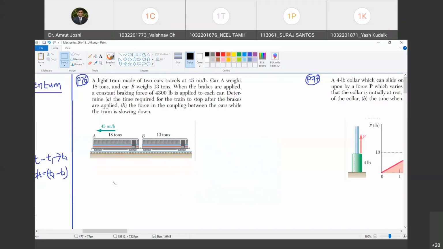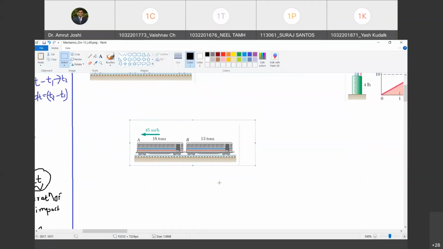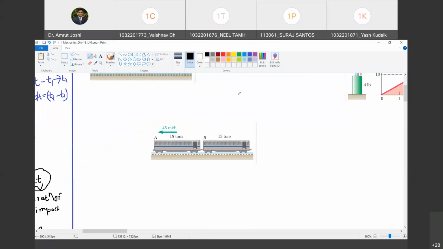But here the time required for the system to come to rest has been asked, and therefore we are now going to follow the impulse momentum principle, which involves time. That is the first observation. Now we will solve this problem in tomorrow's class, but what we will do is draw the free body diagram of this system so that we can apply the impulse momentum principle. Let us call this time t equal to 0 when the observer starts observing the motion, and at time t equal to t1 the system would have come to rest.